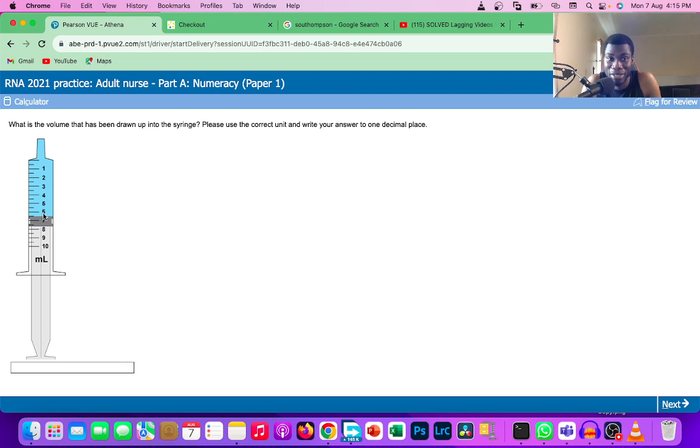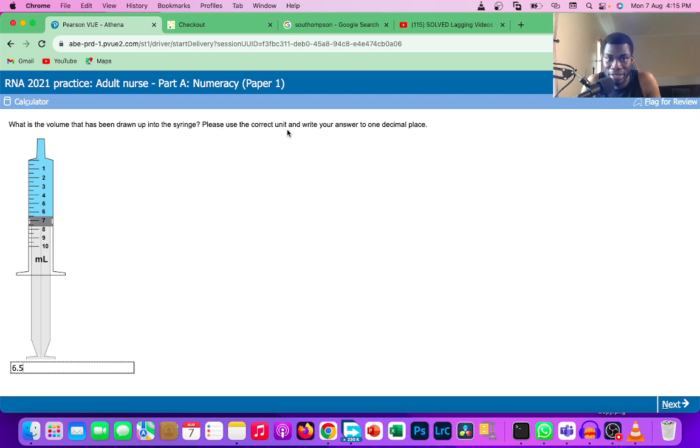And mostly you have to read the question very well. Please write the correct unit and write your answer to 1 decimal place. So 1 decimal place is maybe 1.2, that's 1 decimal place, 1.3. If you write 1.23, that is 2 decimal places. So the answer is 6.5. All we need to do is put 6.5, and it says we should put the correct SI unit, right?